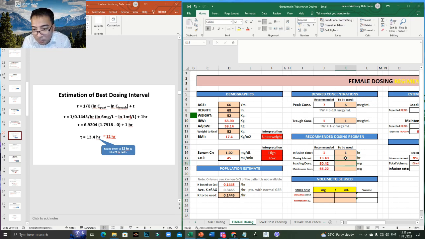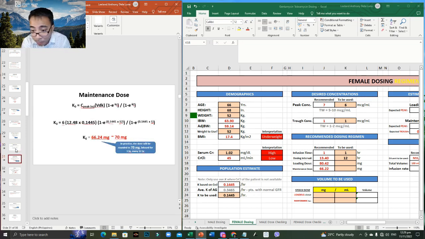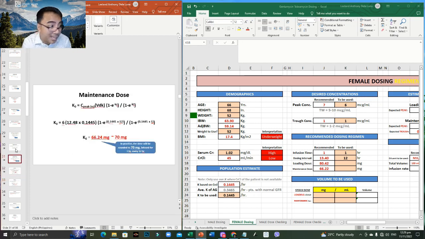So, ang sabi sa akin dito, loading dose daw should be 80.42 while maintenance dose is 66.22. So, yun din ba ang na-compute natin kanina? 66.24. Konting difference lang naman. Alright? Tapos, ang ating loading dose is 80, right? So, let's stick with that. Sabi natin dito, 80 ang ating loading dose. Maintenance dose natin is 70.